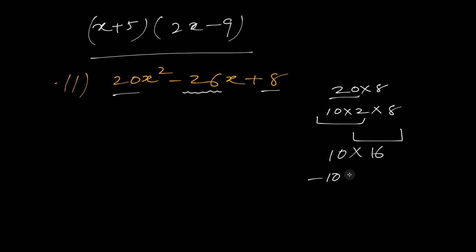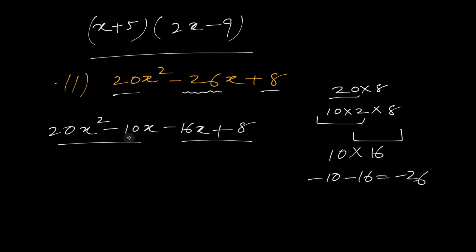So minus 10 minus 16 is going to be minus 26, and if we multiply these two numbers, I'm going to get again 20 into 8. Now we are going to replace 26: 20x² minus 10x minus 16x plus 8. What is the common factor between these two? One is 10, and x is also common, so 10x we are going to take outside.